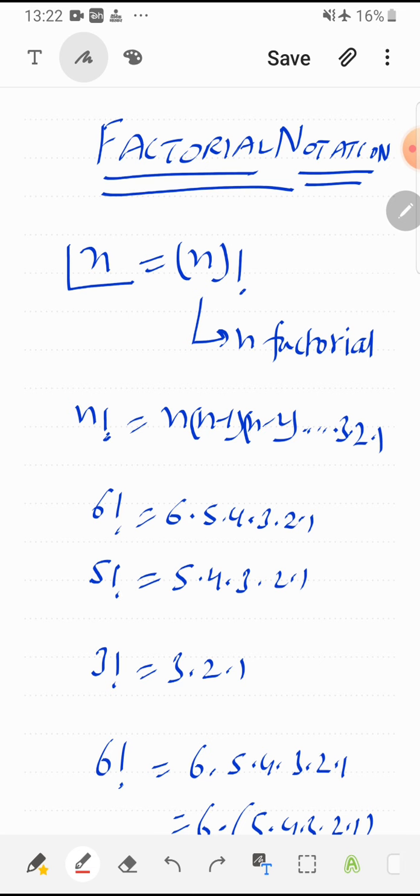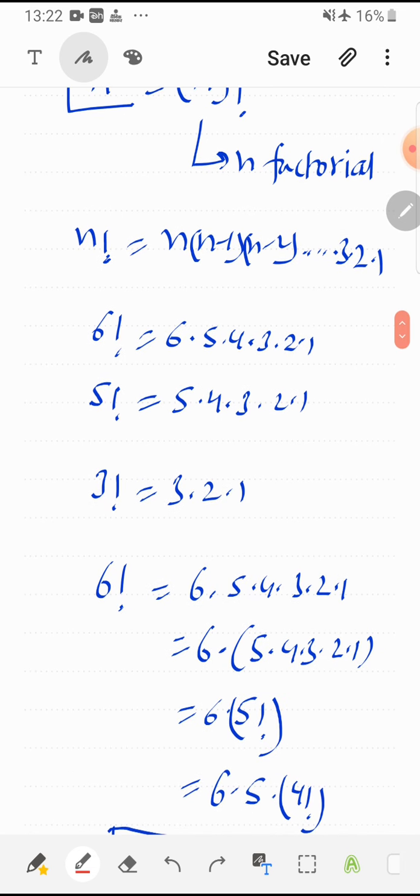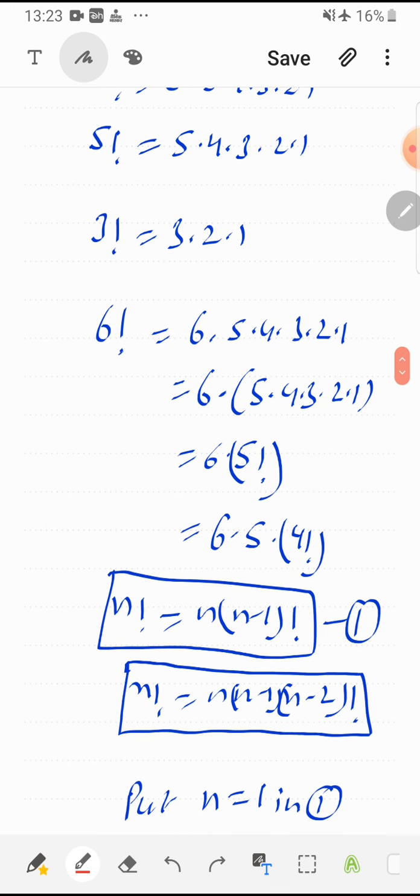Now again if we consider 6 factorial, this is 6 into 5 into 4 into 3 into 2 into 1, or it can be written as 6 into 5 factorial, or according to our need it can be written as 6 into 5 into 4 factorial. In general, n factorial can be written as n into n minus 1 factorial, and n factorial can again be written as n into n minus 1 into n minus 2 factorial. Here n is a whole number.